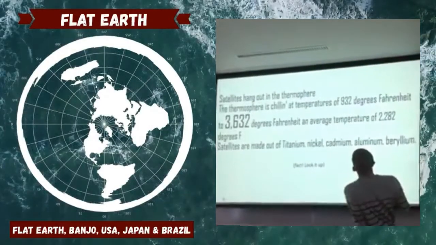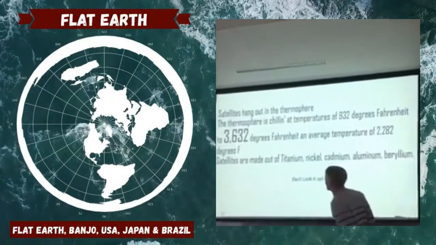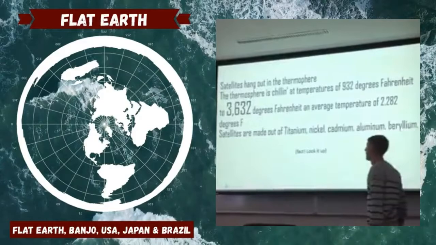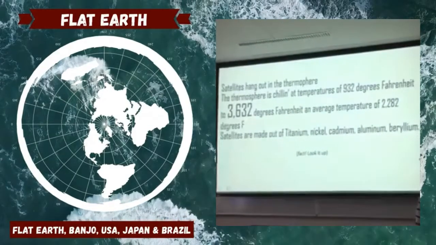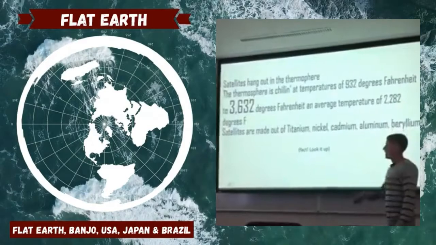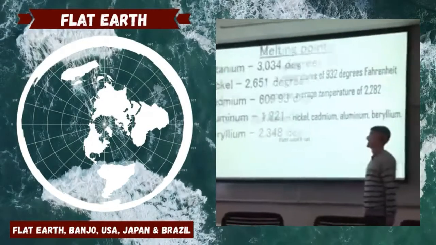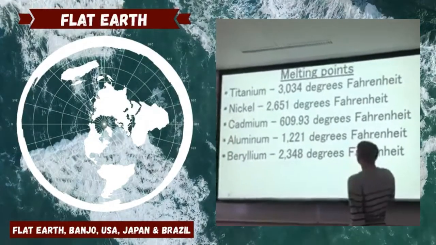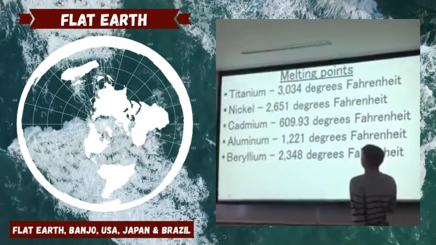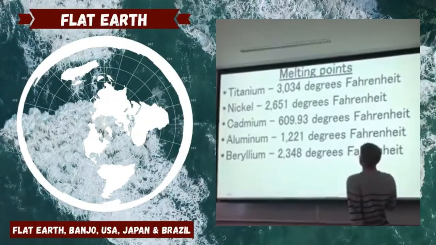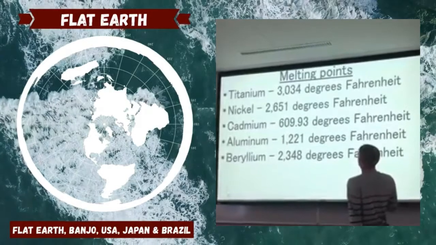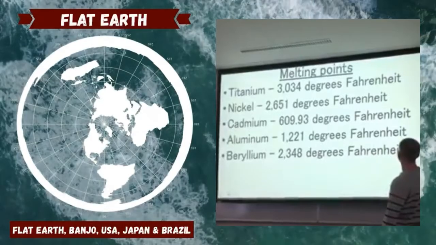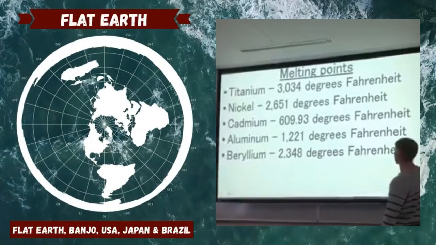The thermosphere is chilling at temperatures of 931 degrees Fahrenheit to 3,632 degrees Fahrenheit, an average temperature of 2,282 degrees Fahrenheit. Satellites are made of titanium, nickel, cadmium, aluminum, and beryllium. The only problem I have about this is the melting points of these metals: titanium melts at 3,000 degrees, nickel melts at 2,600 degrees, cadmium melts at 600 degrees, aluminum melts at 2,100 degrees, beryllium melts at 2,348 degrees.